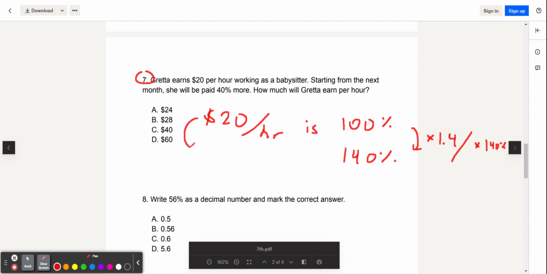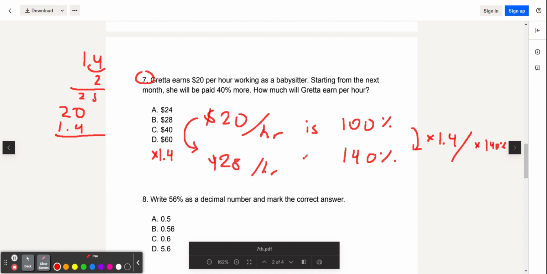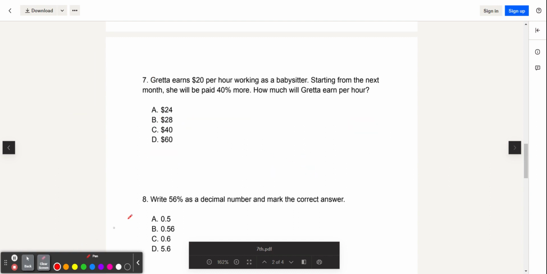So in order to find the actual amount, we can also multiply by the same ratio. $20 times 1.4, well, if you look at it, 1.4 times 20 is 28. It is $28. You can use pencil and paper if you need to, which is B. Let's go over that one more time.